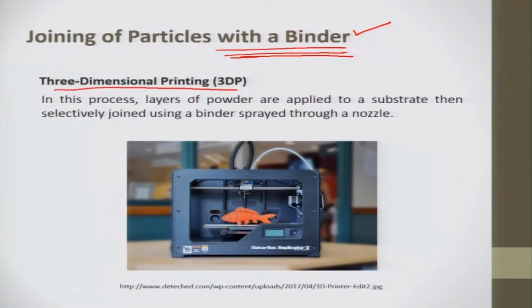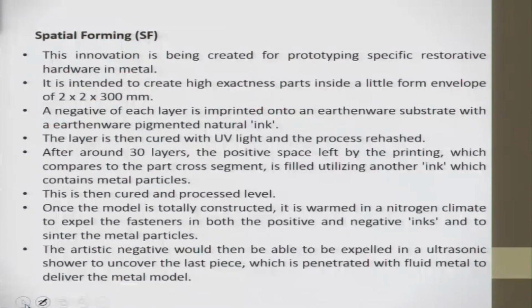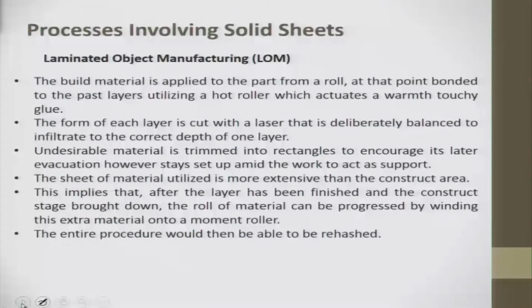The very common method in the market is 3D printing. 3D printing is the process where layers of powders are applied to a substrate, then selectively joined using binder sprayed through a nozzle. I think most of you, at least mechanical people and computer science people, might be knowing this, so I would not go into details of this one. Next, we have processes involving solid sheets.